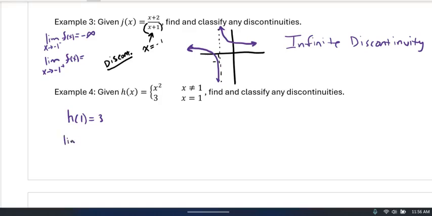So let's take a look at the limit of the function as x gets close to 1. We don't have to do a left and a right here, probably, but let's go ahead and write it anyway. What is the limit from the right? Well, from the right, it's going to be this top function. So we're just going to think about it. Oh, it's 1 squared.